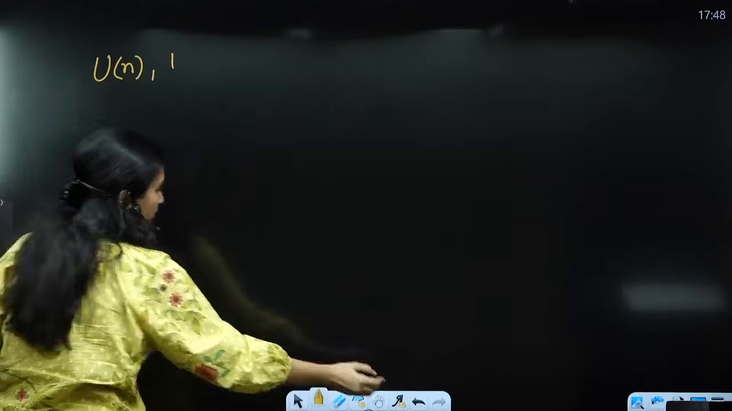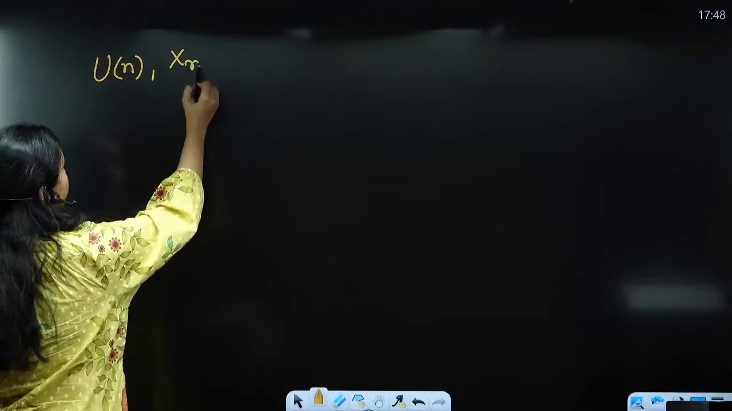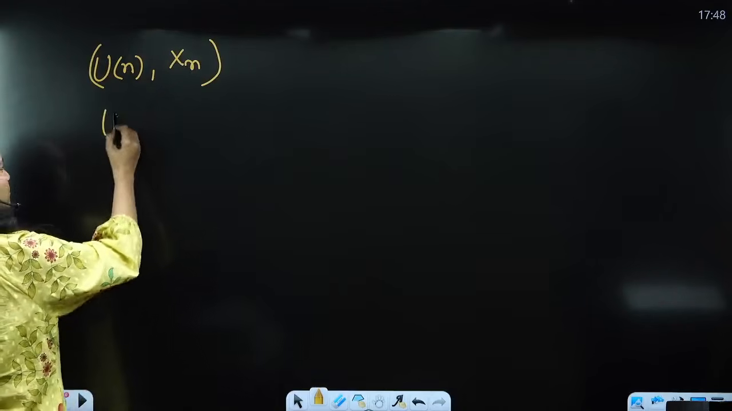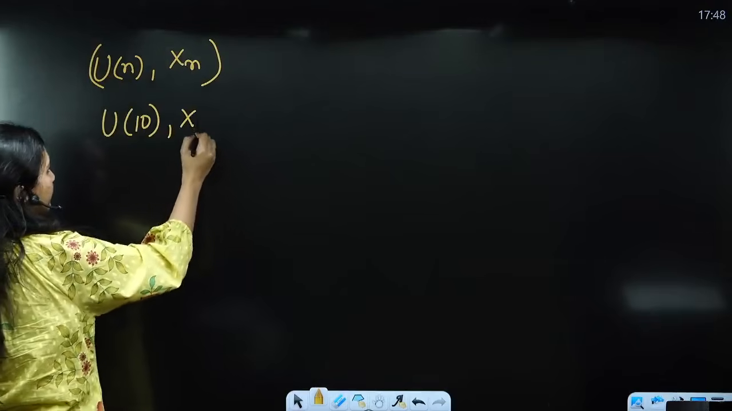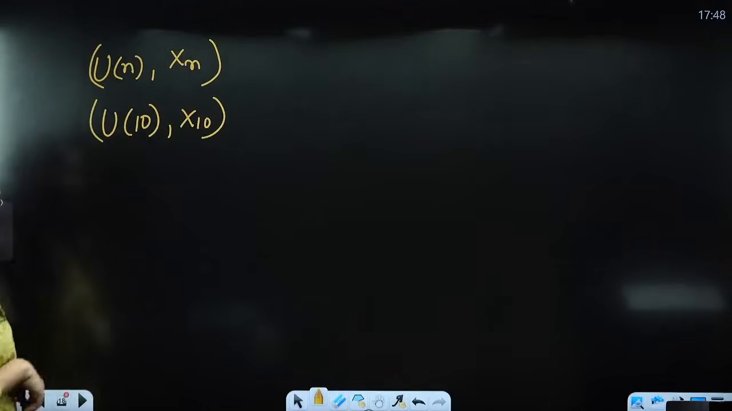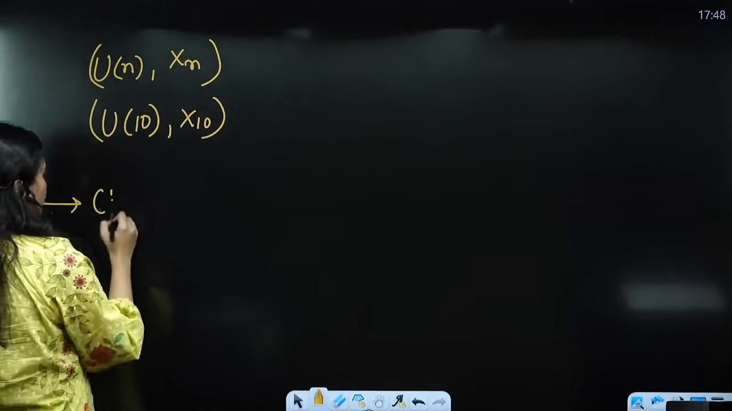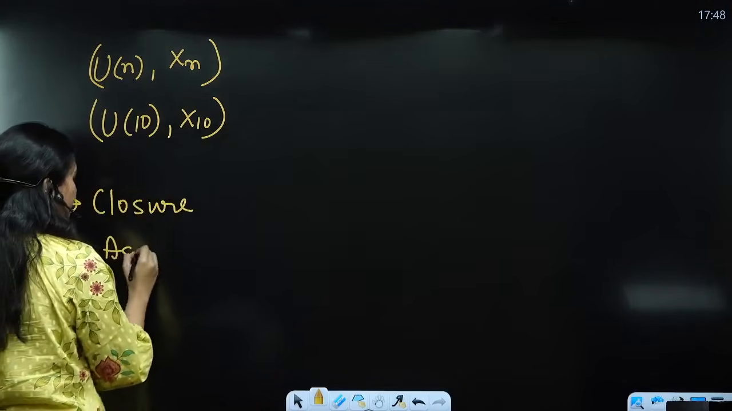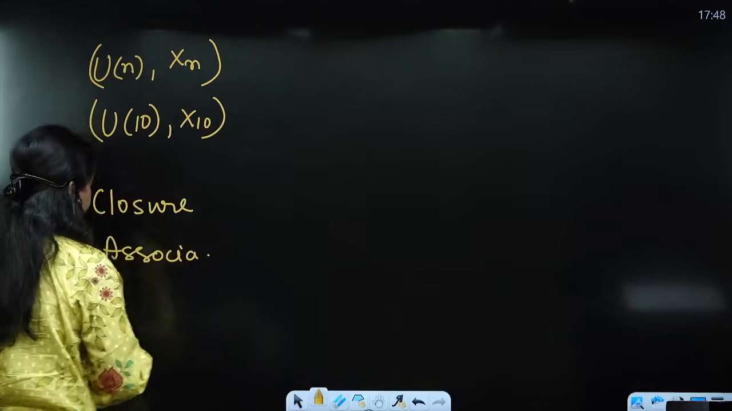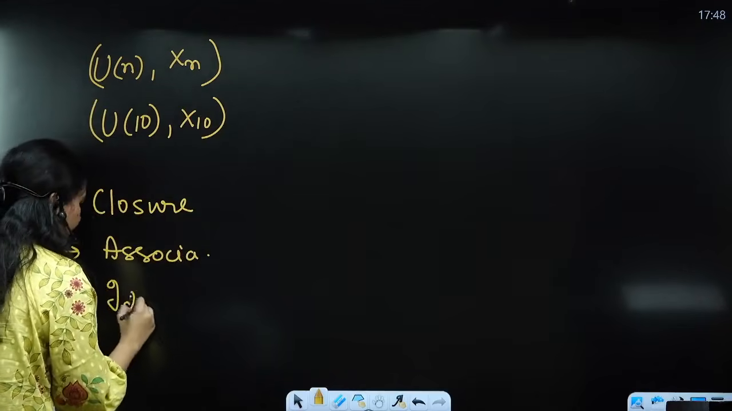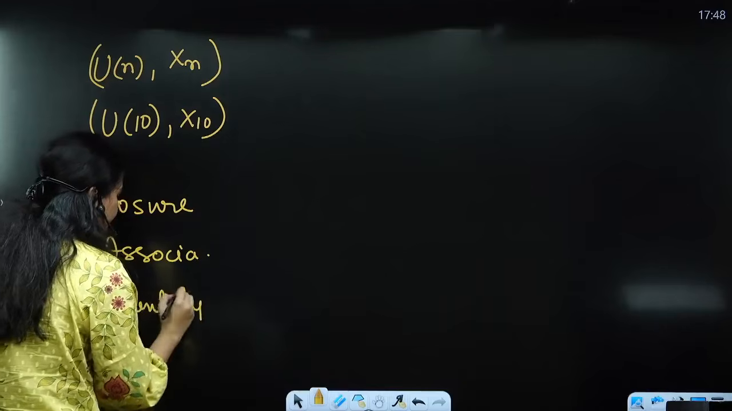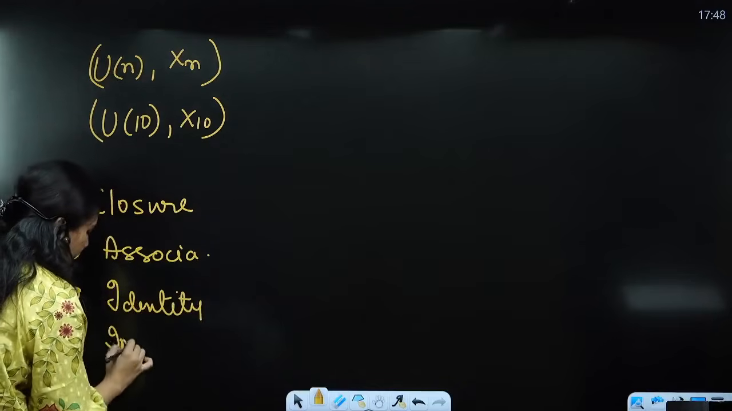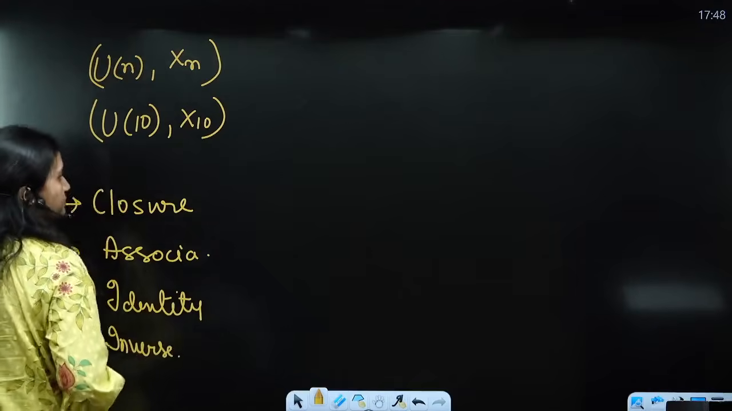Now, we know that Un forms a group with respect to multiplication modulo n, right? So let's take the example of U10 and form the composition table with respect to it, and we'll be checking for closure property, associativity, then we have identity, then we have inverse, right? Chalo.